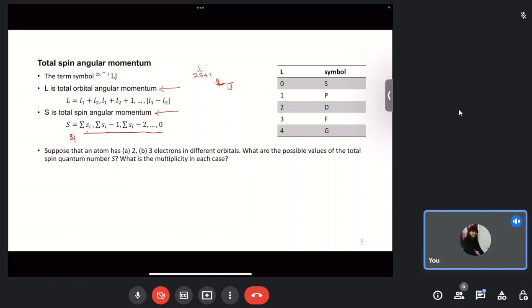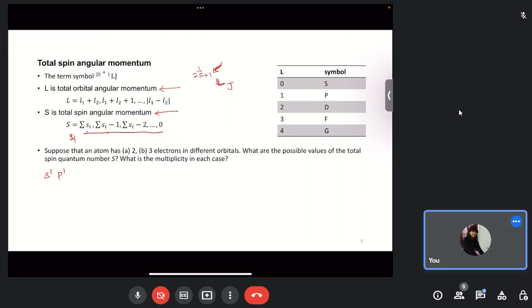So suppose we have an atom which has two electrons in different orbitals, so the electronic configuration is S1 P1. Now we have to give the possible values of the total spin quantum number and what the multiplicity is in each case. Multiplicity means 2S plus 1.